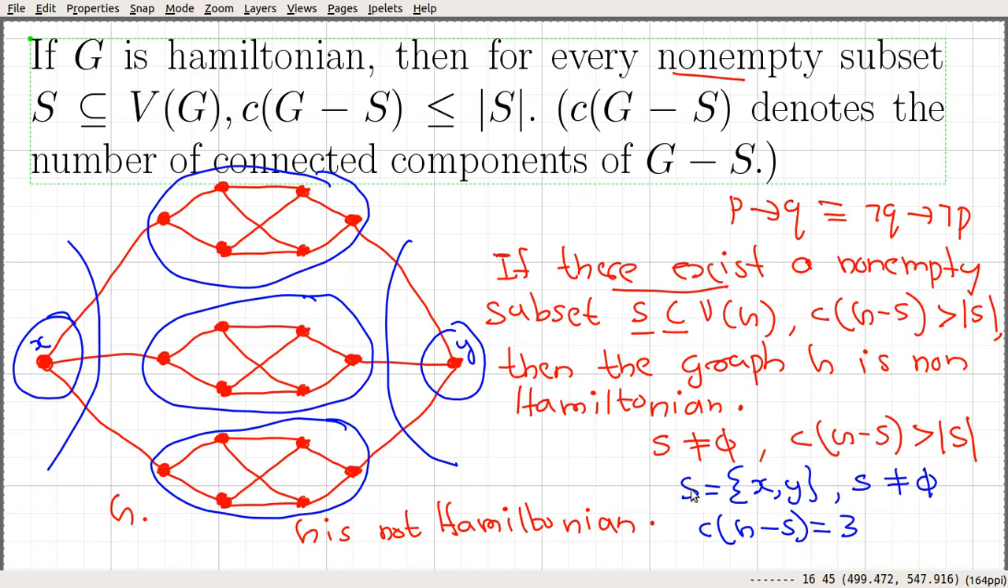and the size of the set S is 2. So 3 is strictly greater than the size of S, which is equal to 2. We are able to come up with a non-empty subset that satisfies this condition, and that says this graph G is not Hamiltonian. So this is how we can use this theorem to prove that certain graphs are not Hamiltonian.